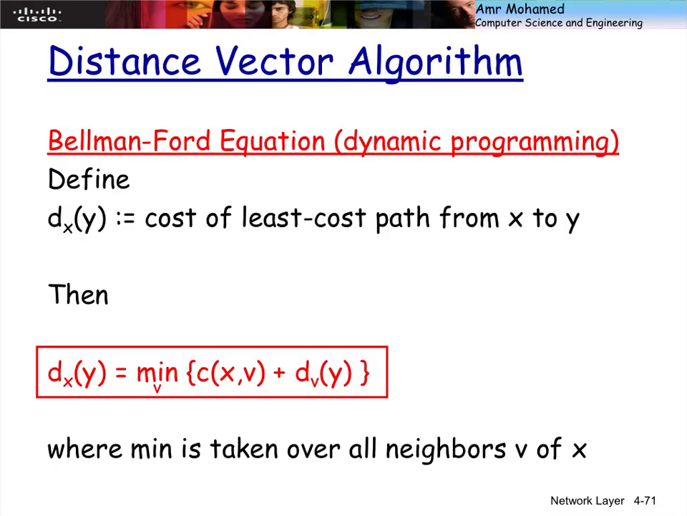Does this guarantee that this is the minimum? This guarantee is the minimum if this one is the minimum, if this distance is the minimum. But is this the minimum? We don't know.